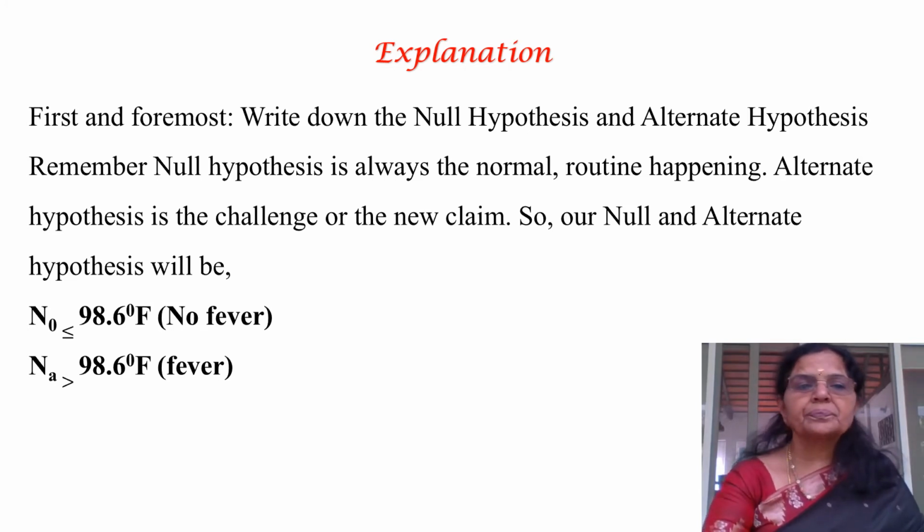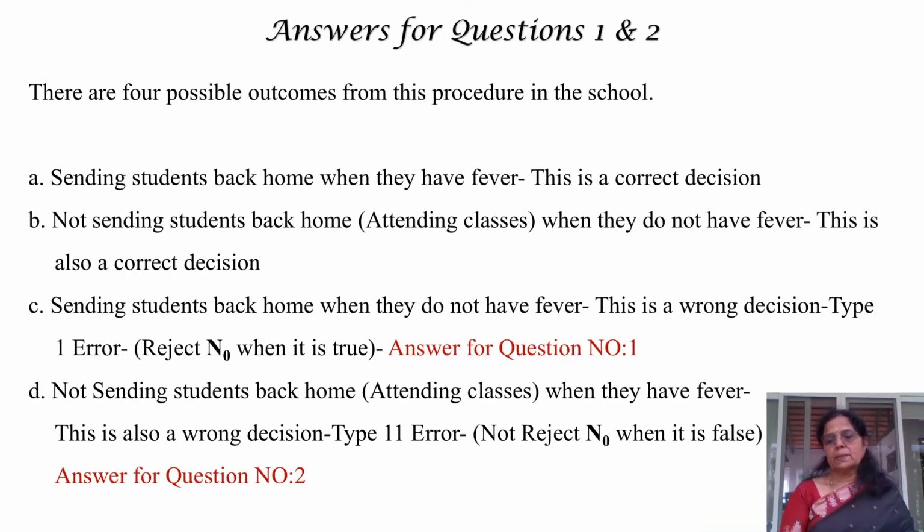All right. Now, having written the null hypothesis and alternate hypothesis, what next? Now we have to see what are the possible outcomes from this procedure in the school. Now, how do we do it? We can simply write the 4 possible outcomes, or you can even draw the checkerboard like we did, with the row heading as the decision taken and the column heading as what in reality happens to the hypothesis, whether it is true or false.